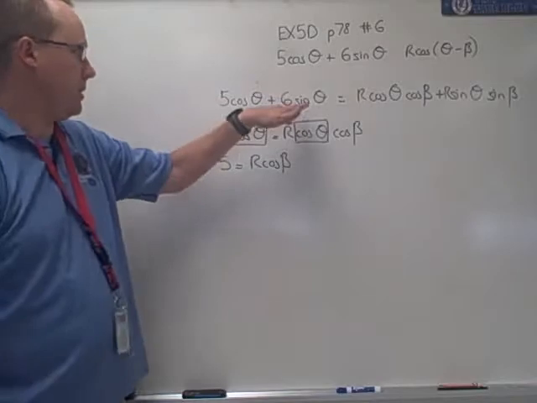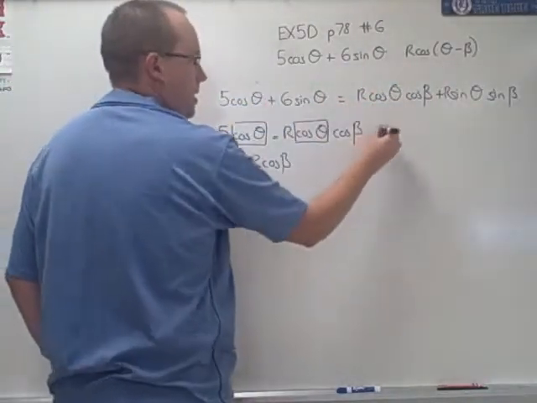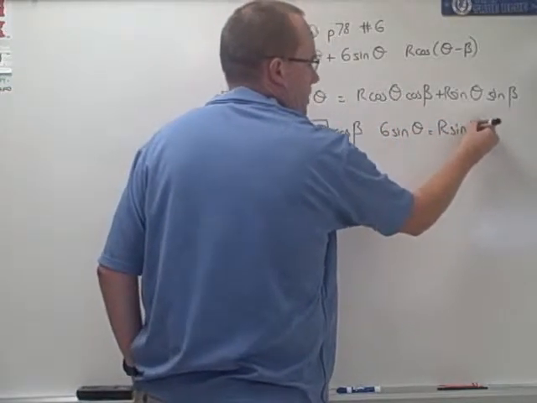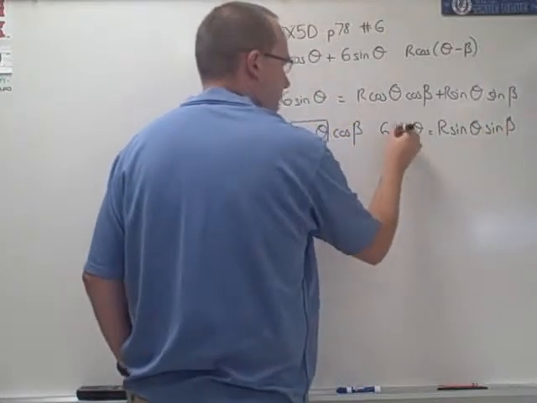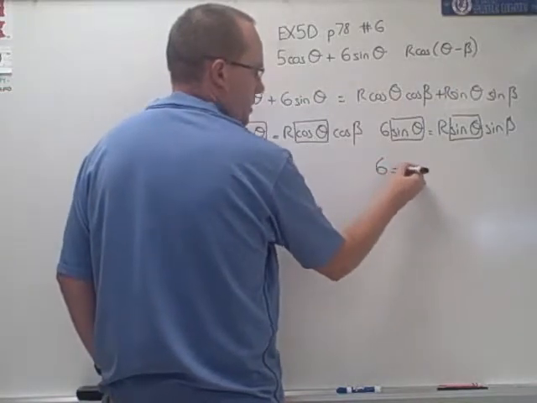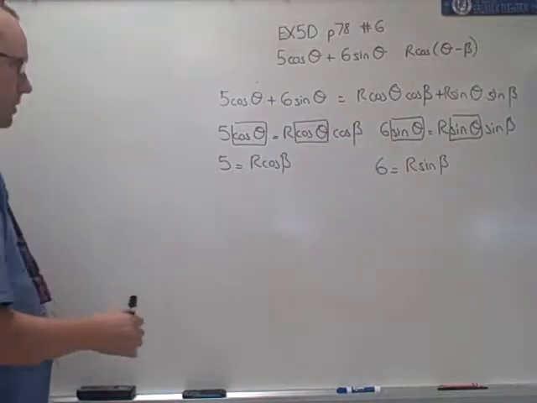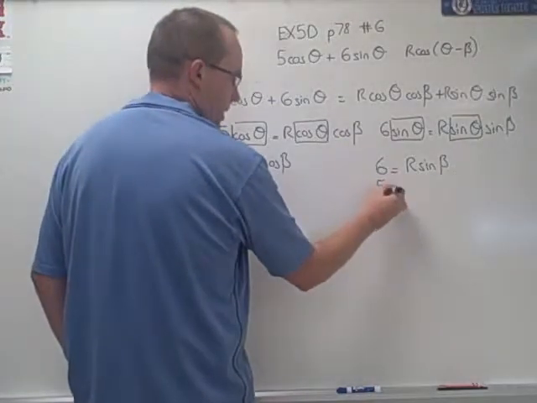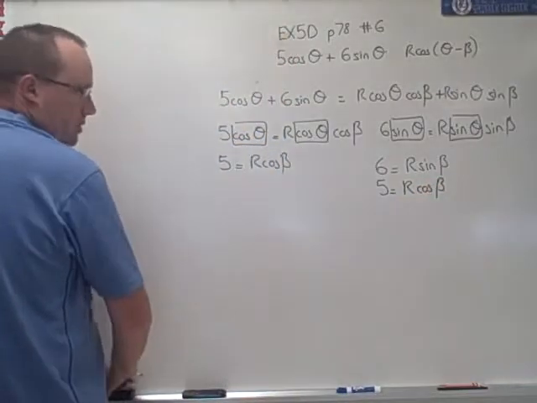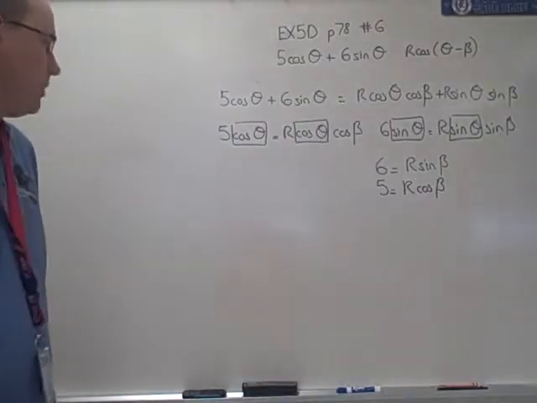Now when we do the same for the other term, I can see sine theta and sine theta here. So when I compare the second term from each one, I can say that 6 sine theta equals r sine theta, sine beta, and then compare coefficients of sine theta. What I have here is 6 equals r sine beta. Now when I put these two equations together, I'm going to bring this one down here, and what I actually have is a system of equations. I've got two equations and two unknowns, or a simultaneous equation if you prefer.